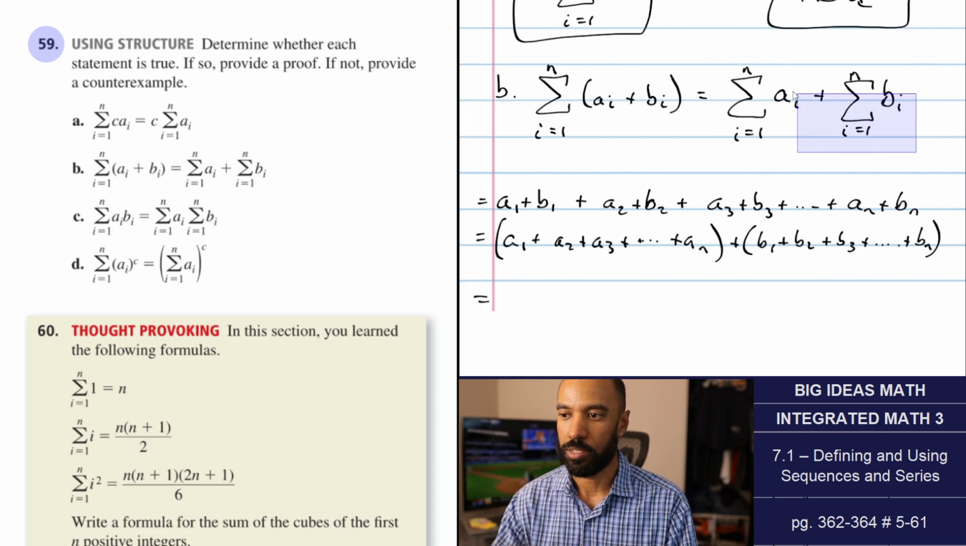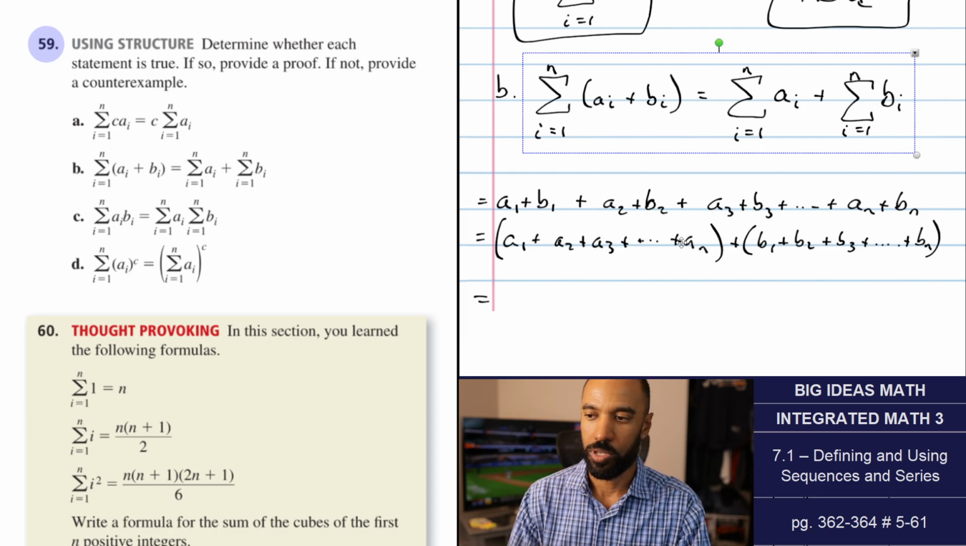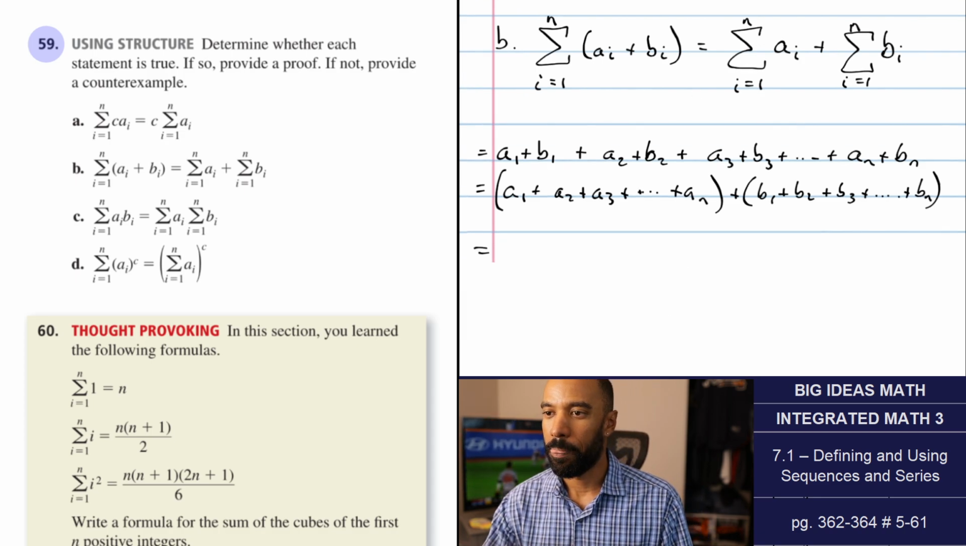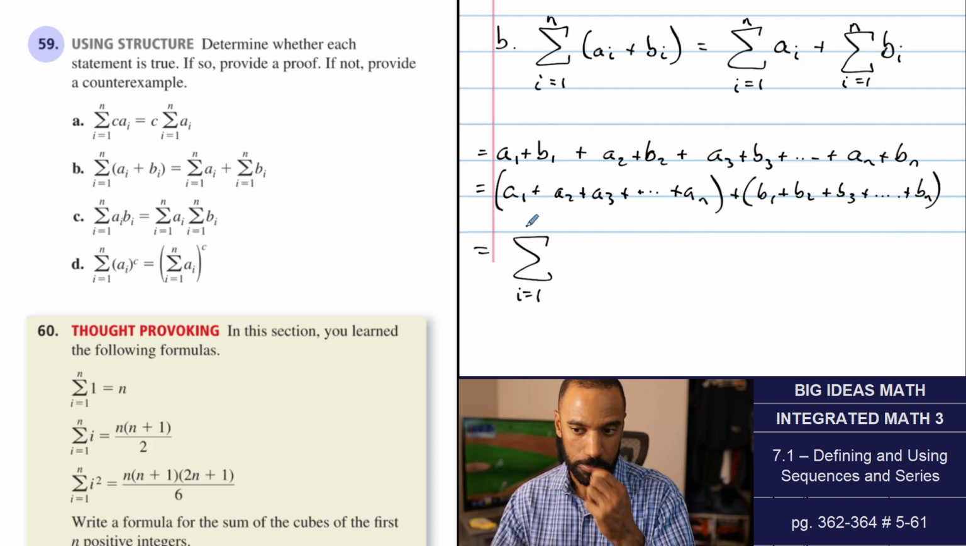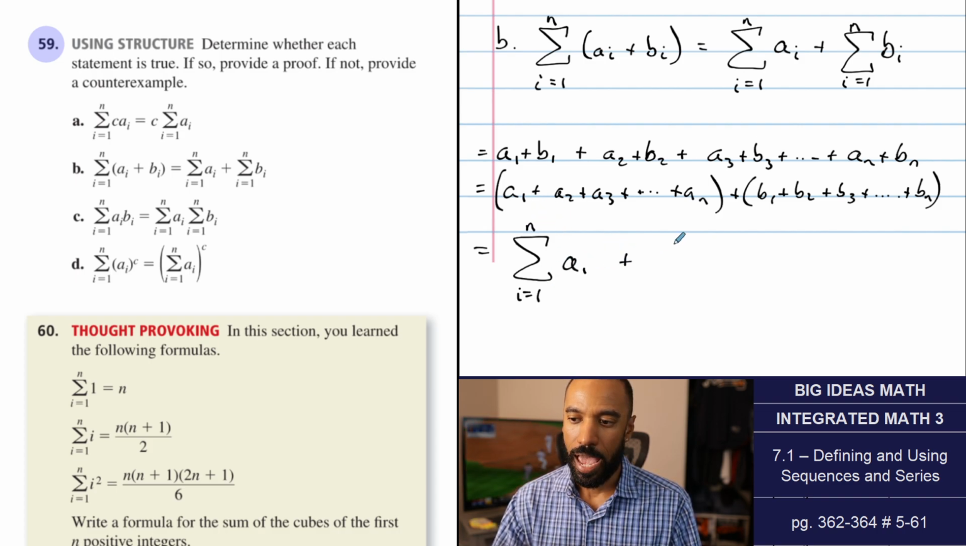Let me just copy it. Oops, I don't want the whole thing. Never mind. So this would become the sum of the first n terms of a sub i. And this guy here is the sum of the first n terms of b sub i. So true.